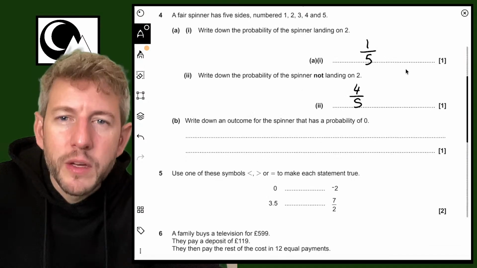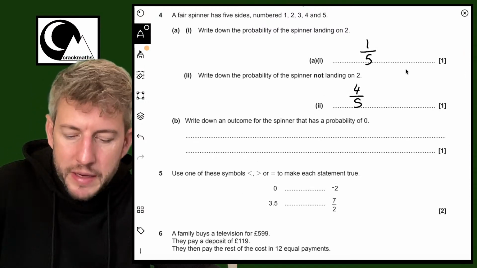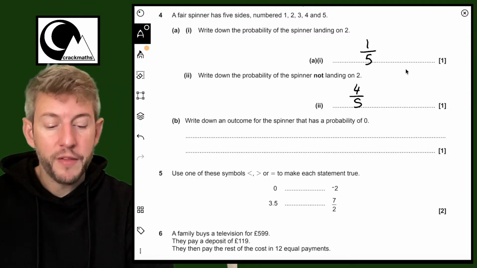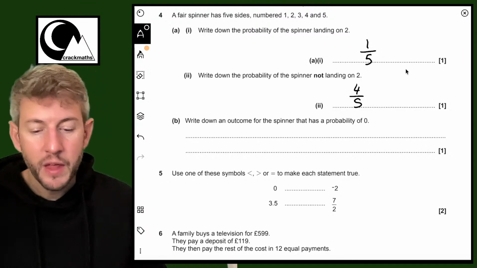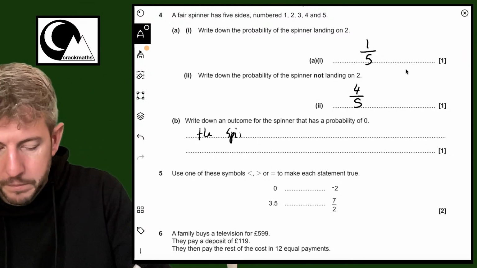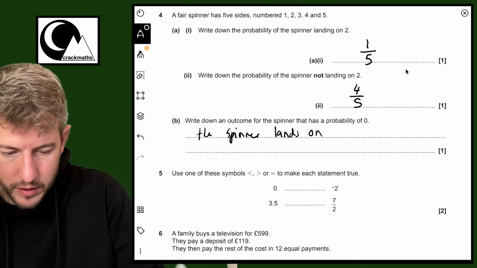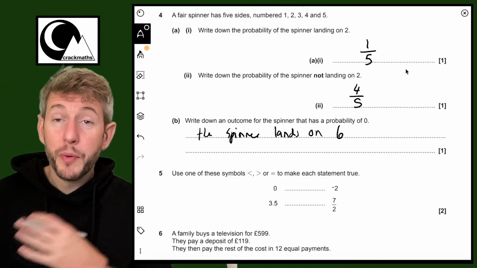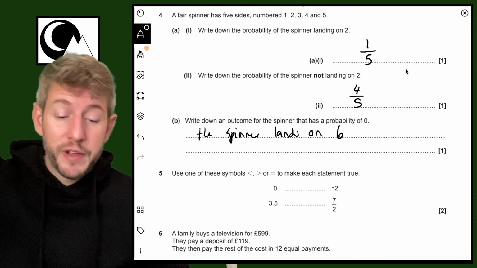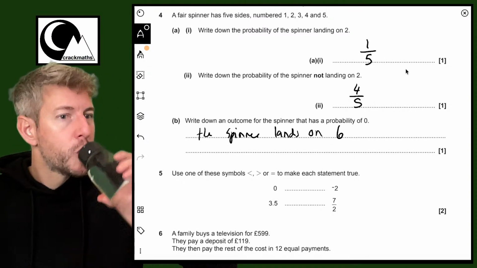Okay, part B. Write down an outcome for the spinner that has a probability of 0. And that could be the spinner lands on 6. It's impossible for it to land on 6 because there's no side labelled 6. So there we go. That is our outcome with a probability of 0.